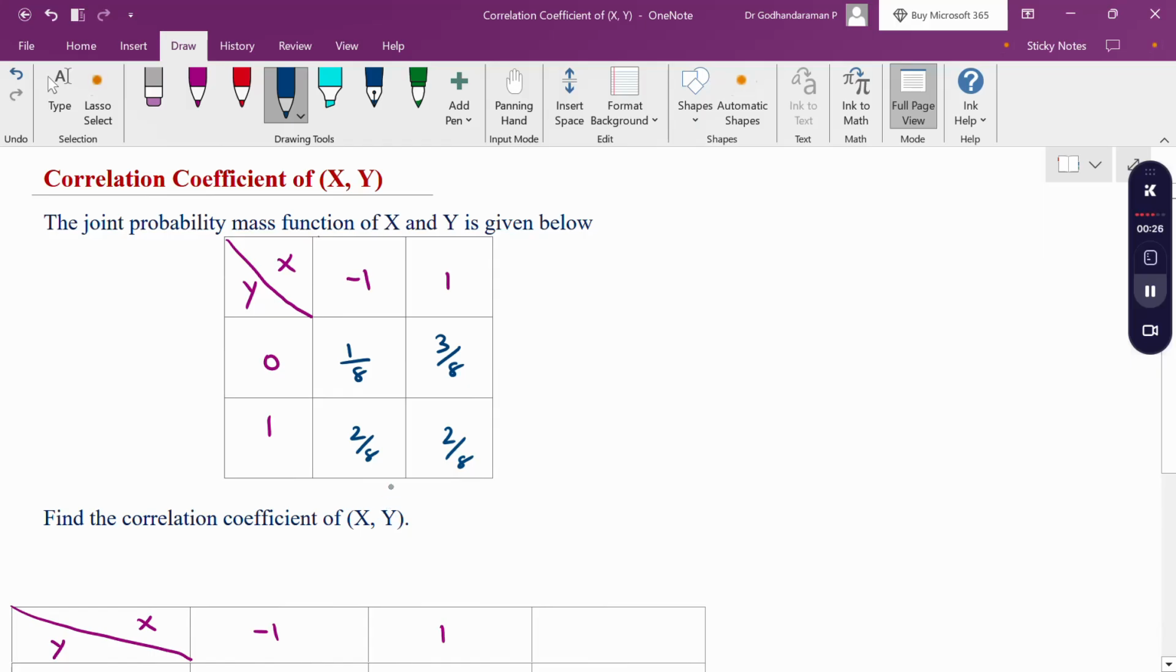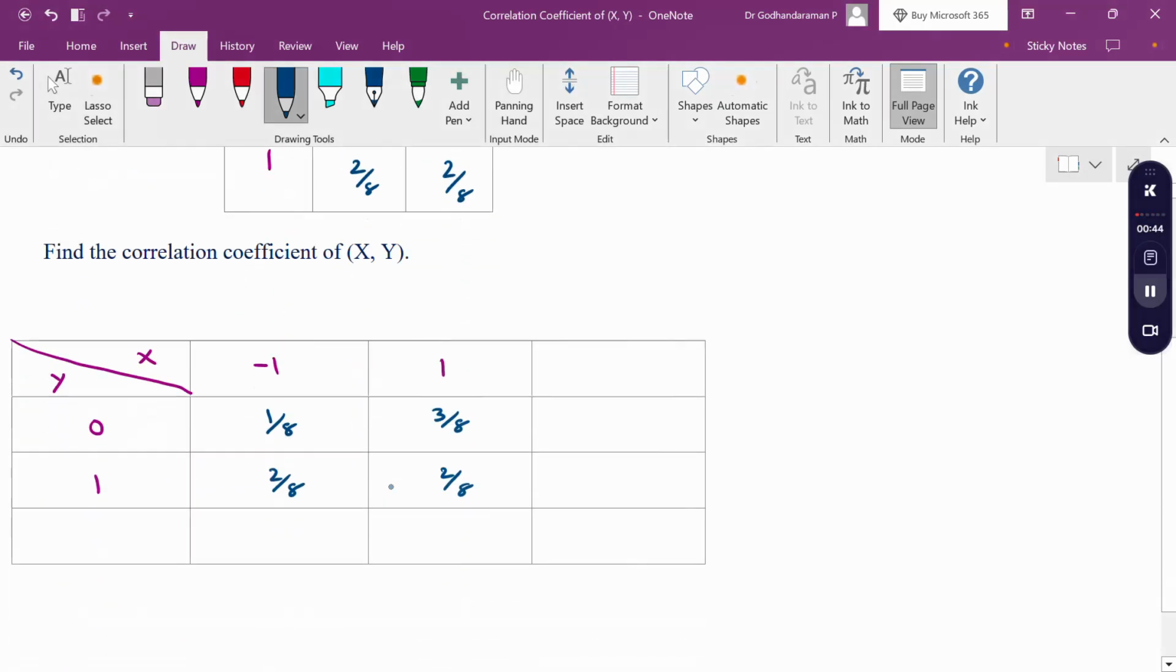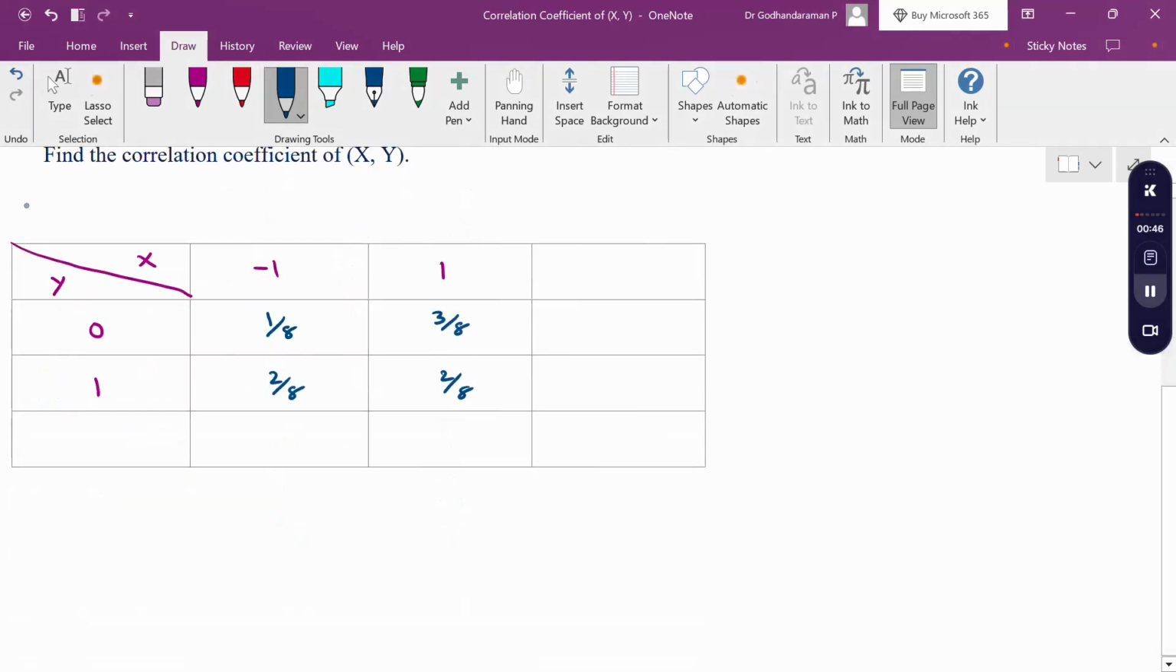For any problem that is given, first check whether it is discrete or continuous. In this problem X takes fixed, finite values, therefore the given problem is discrete. Since X and Y are given, this is a joint probability mass function. So first of all, find the marginal functions of X and Y. X values -1, 1; Y values 0, 1.